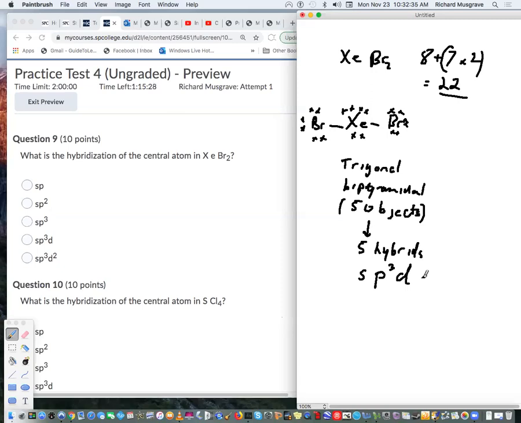So for this, without the long explanation, what you did was you looked for the overall shape. And then once you got the overall shape, you figured out how many hybrids. Because you got five objects, then you have five hybrids, and five hybrids would be sp3d. Oh, okay. And that's going in a list of 2 through 6 on the answers right there. All right. Got it. So sp, that'd be 2. sp2, that'd be 3. sp3 is 4. sp3d is 5, sp3d2 is 6.